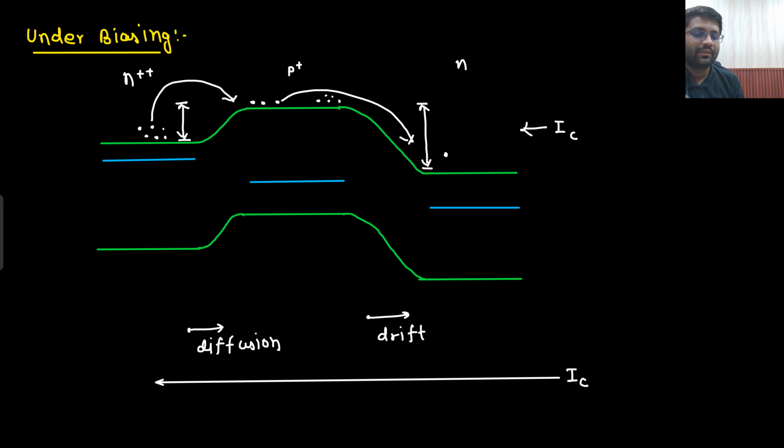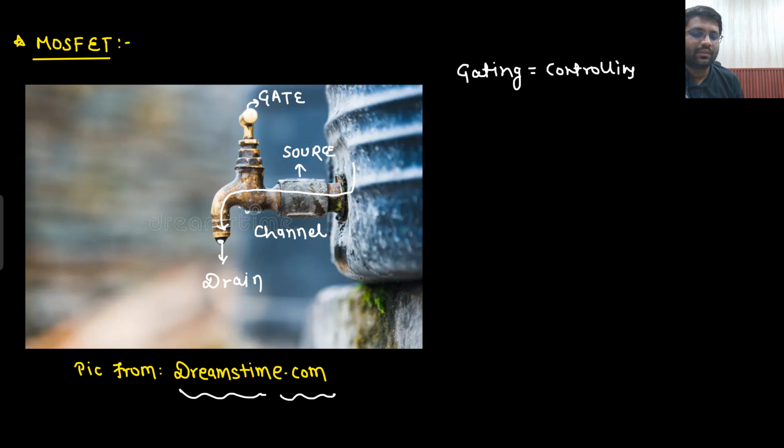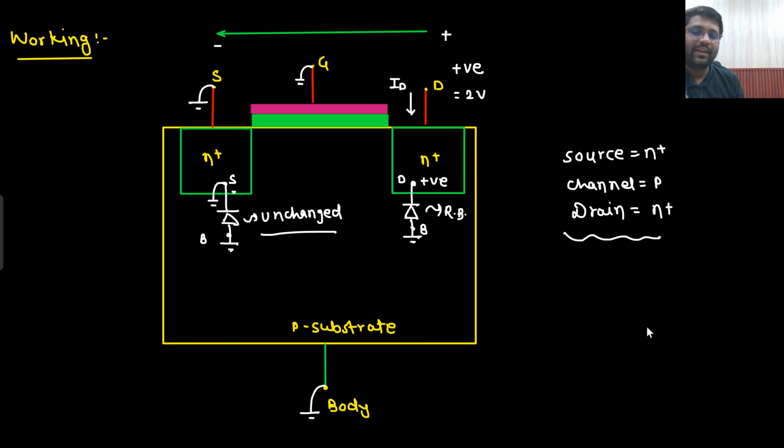Understandable? So here what do you see? That, sir, if I apply VDS to be 2 volt or whatever the potential that I am applying, I am surely putting up some horizontal electric field, but this electric field is not enough for the electrons to get out of here.